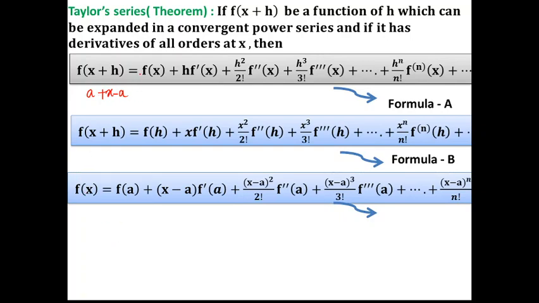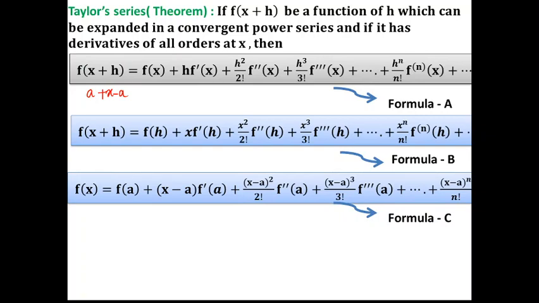Okay, so what we have is f of x is equal to f of A plus x minus A, f dash of A, and so on. So this is called the Taylor series expansion of the function f of x in the powers of x minus A. So these are the three basic important formulae.